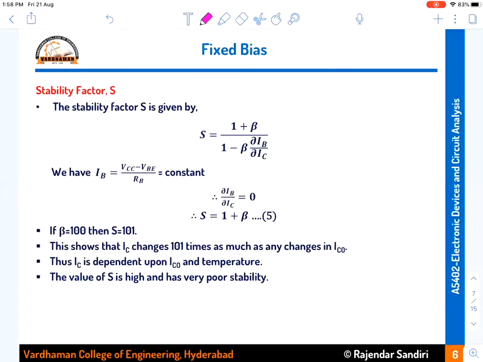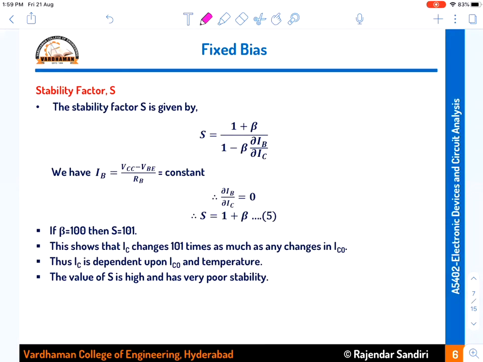You already know the stability factor S. How did we derive this expression? We can start from the beginning, or because we have a standard derivation of S as S is equal to (1 plus beta) by (1 minus beta times dou IB by dou IC), we can directly take this formula. Simply calculate what dou IB by dou IC is and substitute in this. Then you will get the final answer.